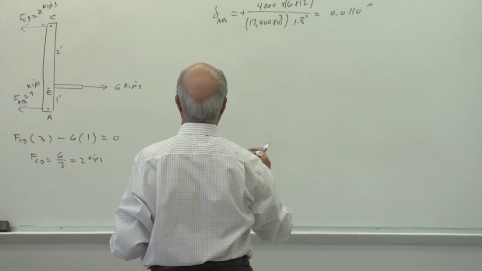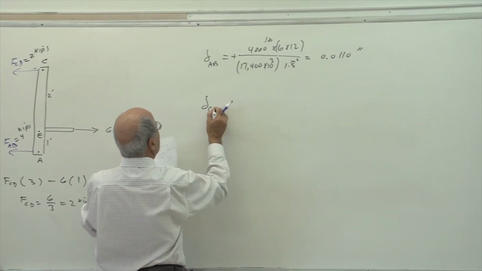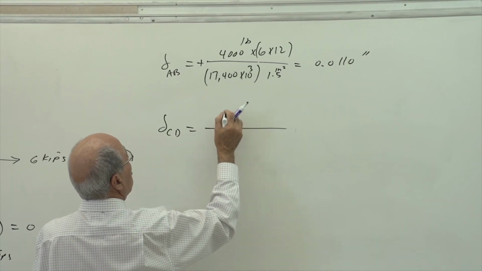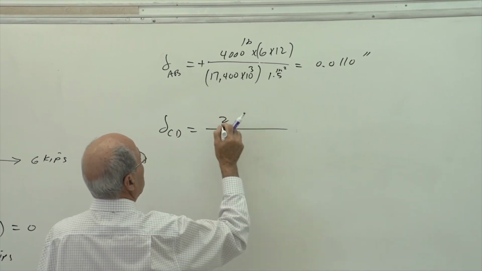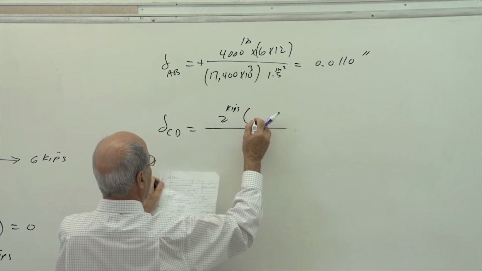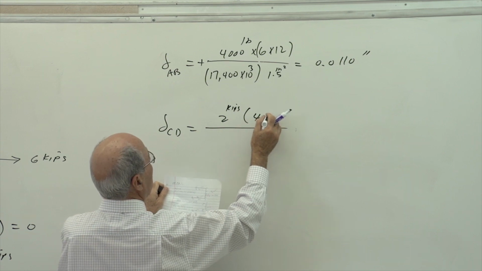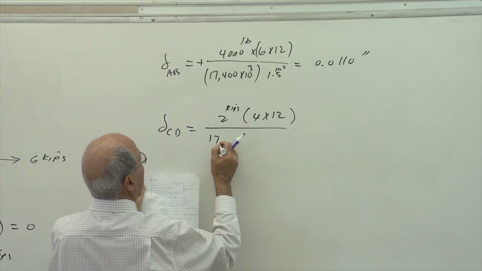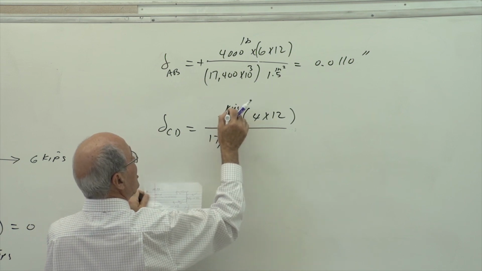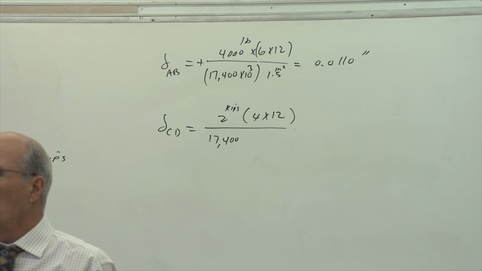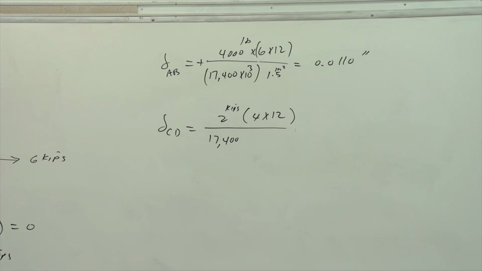The same way I have to calculate delta of CD, the top cable. Delta of CD, this time the force is 2. I used kips here in order to use the other option too. Here I use kips, multiplied by length. Length is 4 feet, 4 times 12, divided by 17,400. Since this is kips and this is KSI, it matches. Is that correct? So you can use kips and kips, or pound. It's okay. Is that understood?